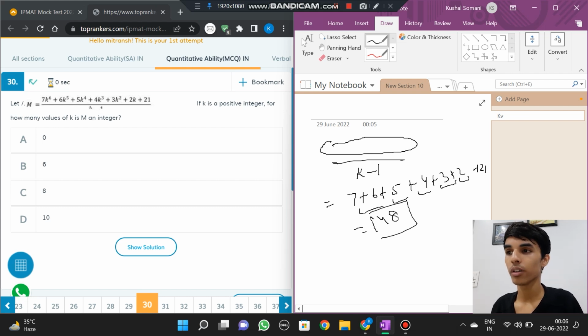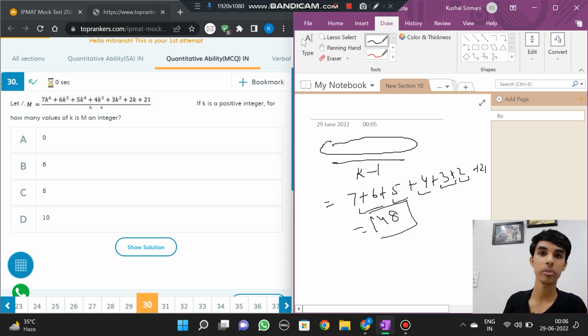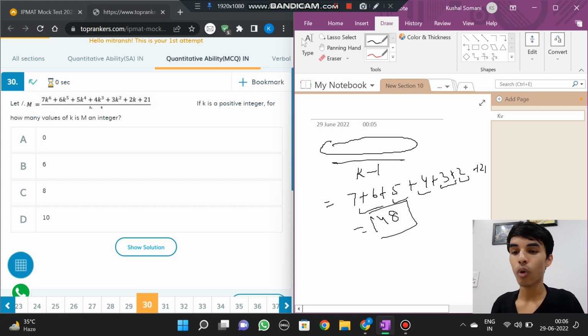Now for the numerator expression to be divisible by k minus 1, this 48 should be a multiple of k minus 1. So we are required to calculate the number of factors of 48, since any factor of 48 can be the value of k minus 1. The number of factors of 48 can be calculated as, we first prime factorize it, which will provide us 2 to the power 4, that is 16, into 3 to the power 1.